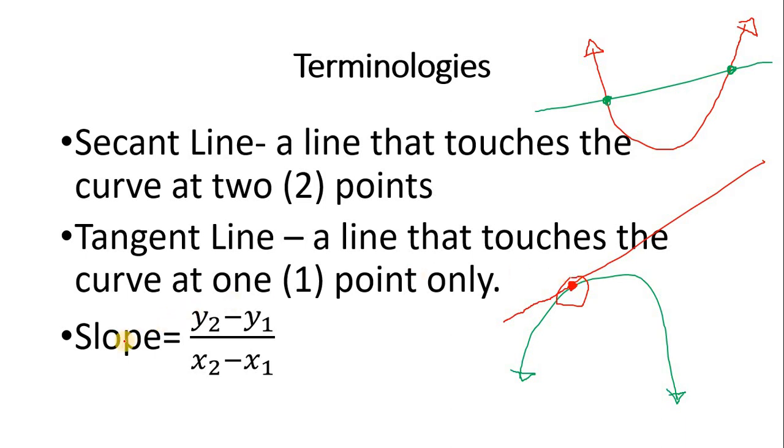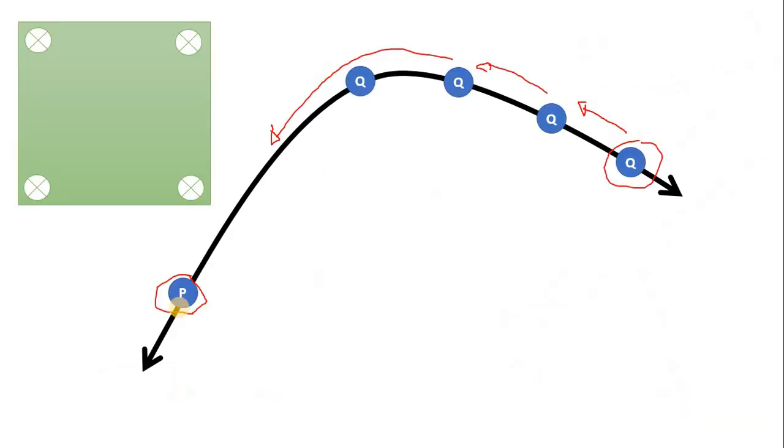Next is the slope. The slope is the behavior of our line, how it works, and slope only applies to our line. We already know this term and we are familiar with it. That is the slope of a line. In short, it determines how our line works. So these are the terminologies that we have to identify. Let's try to define derivatives now.